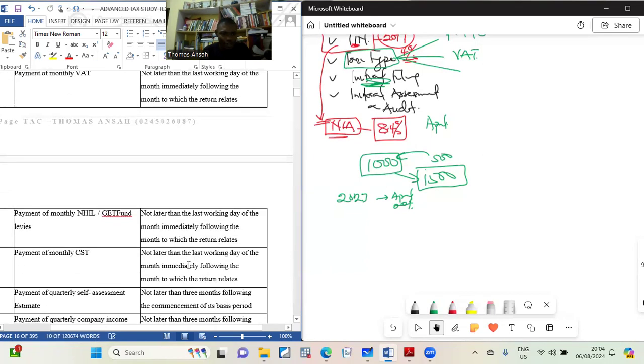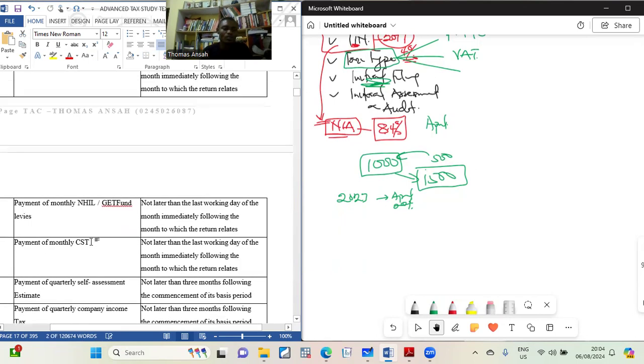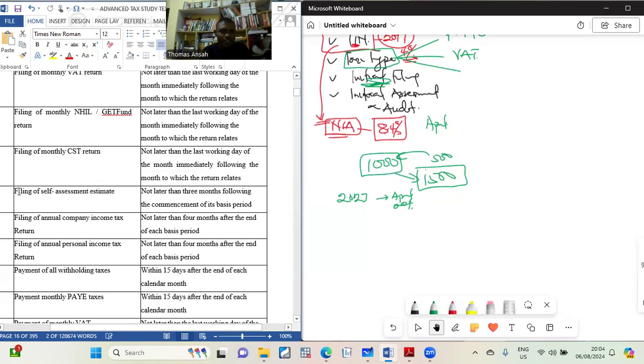Payment is also the last working day. Then the excise, which is 21 days. Excise is 21 days. So know these things. Filing of self-assessment, I've told you, not later than the 3rd month, so that is the one that I said you do in March. You do the self-assessment estimate and break it down into quarterly installments. The annual personal income tax, I showed you April, so no later than 4 months.